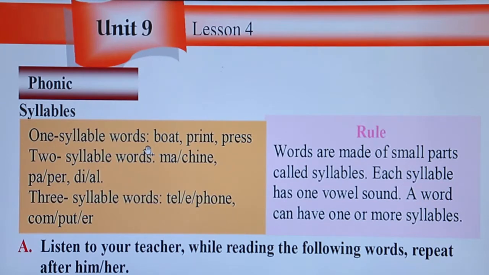1 syllable words, like boat. Boat has one vowel and one syllable. Print, it has only 1 syllable. One vowel and one syllable. Press, 1 vowel with 1 syllable.